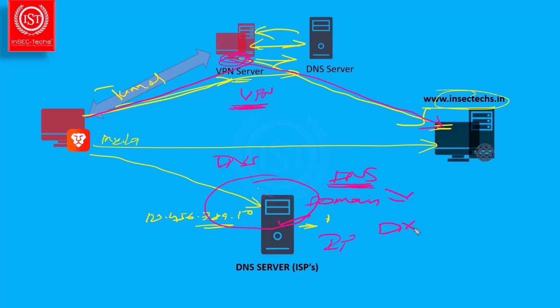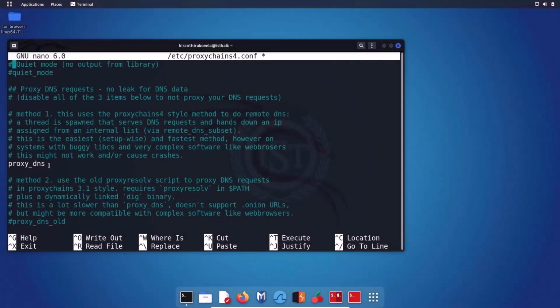Basically, a DNS leak is a security flaw that allows DNS requests to be revealed to your ISP's DNS servers in spite of using a VPN server or any other anonymity tool. So as you can see on the screen, proxy-DNS is enabled. It is a function of this application that prevents DNS leaks from happening. And let me come down.